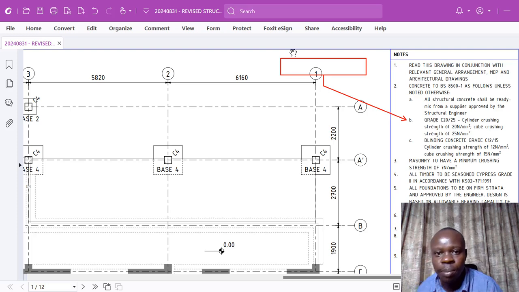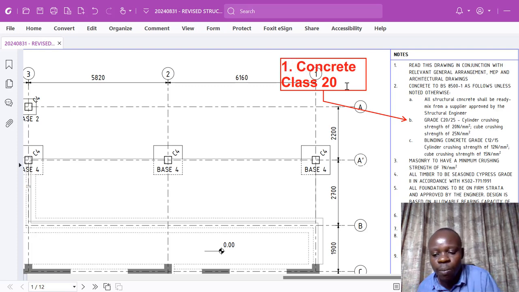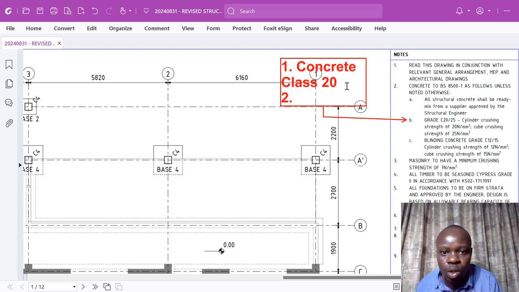So C20 means this is concrete class 20. It's a specific class of concrete, and that is what we are going to measure today. That is information 1 that we need to take note of. The next information that is also quite crucial for you is the 25. The C20 means class 20.